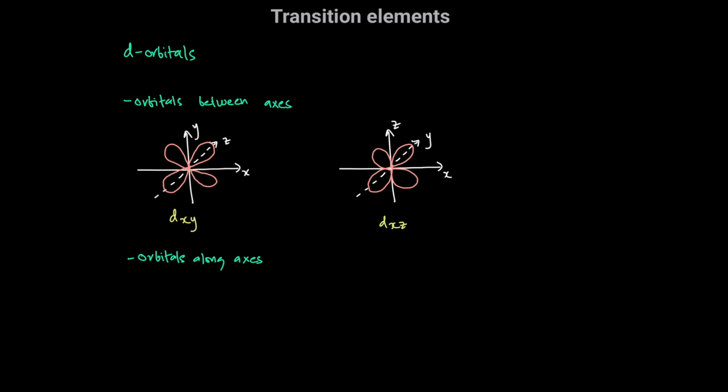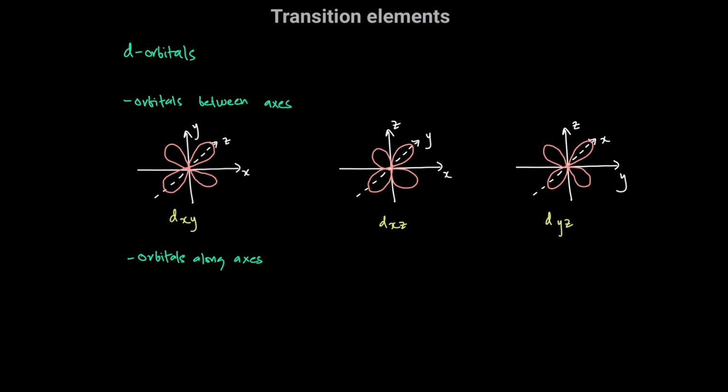The third type of orbital that we have between the axes is called the dyz orbital. Now for the dyz orbital, you can simply show, let's say, the vertical axis as the z-axis and the horizontal axis as the y-axis. Then we're going to show this axis as the x-axis. And the dyz orbital will again be a double-lobed orbital between the y and z axes. So you have this, and then you have this.